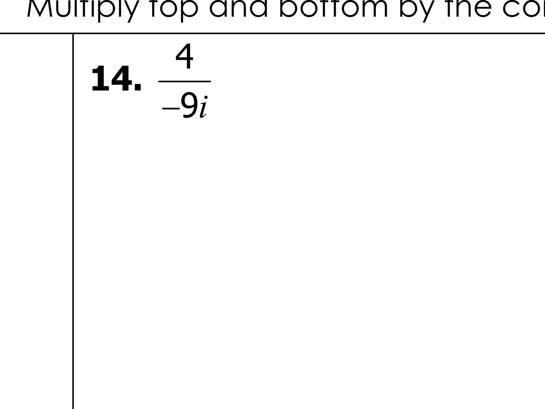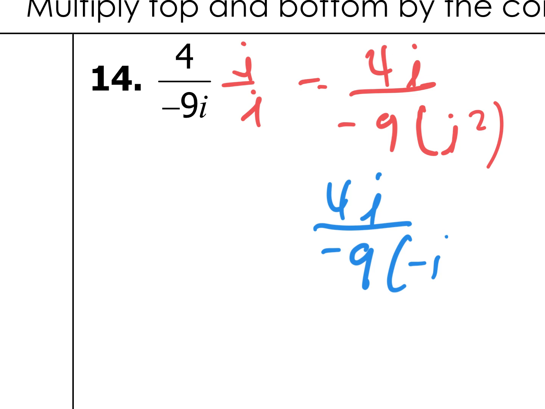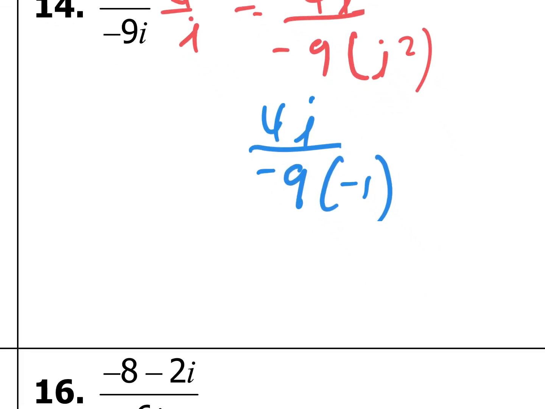So when I look at number 14, what do you think is the most important thing I have to do first? I over i. Equals 4i over negative 9 times i squared. And what's another name for i squared? Negative 1. So 4i over negative 9 times negative 1. What's a negative 9 times negative 1? We're multiplying, so it's a positive 9. So it's 4i over 9. That's the answer.